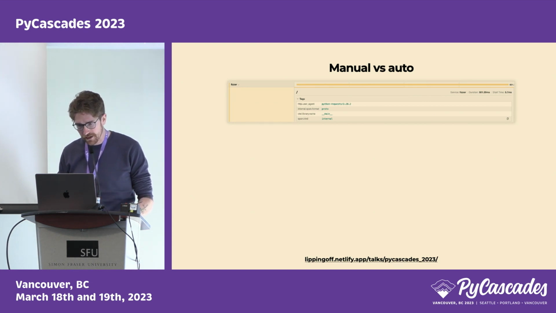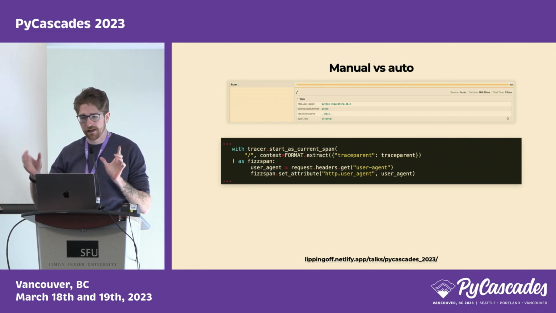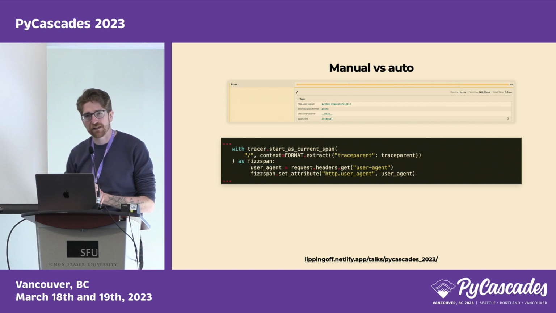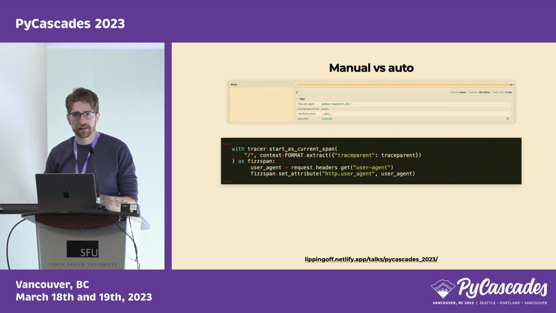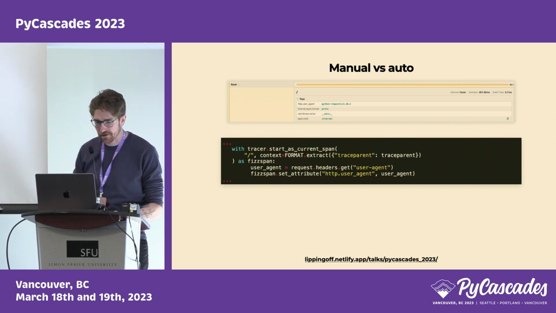So here's a quick example of what it looks like. You basically take the request, parse the header, grab it yourself, same thing as before, then you use this set_attribute to set one of the tags. So if you want to add custom tags, you use set_attribute on the span, and it's going to show up in your visualization later.